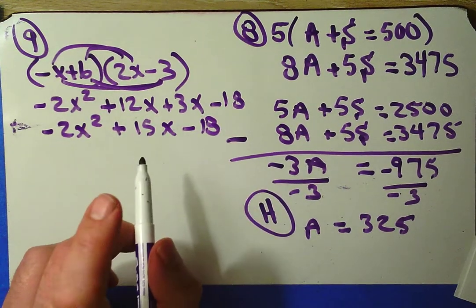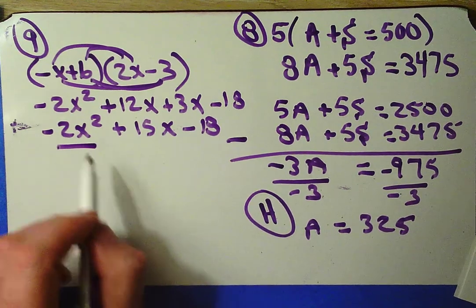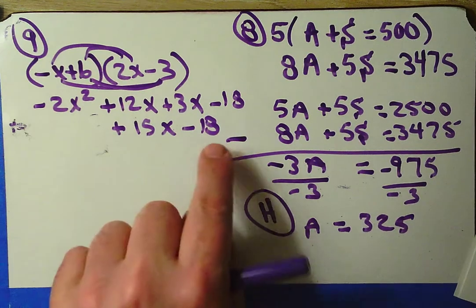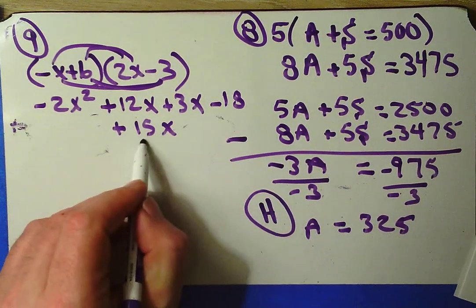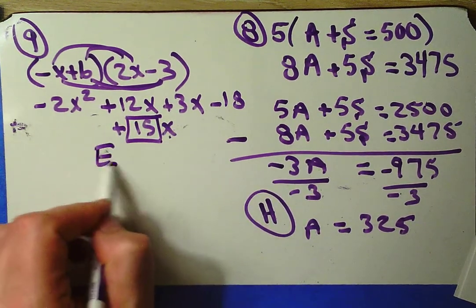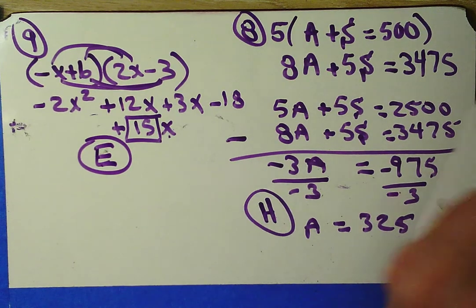Now, notice the question was, what's the resulting coefficient of x? This is not x, this is x squared, so I don't care about that. This is not x, so I don't care about that. The coefficient of x is 15, and that corresponds to choice E for problem number 9. Okay, let's take a look at problem number 10.